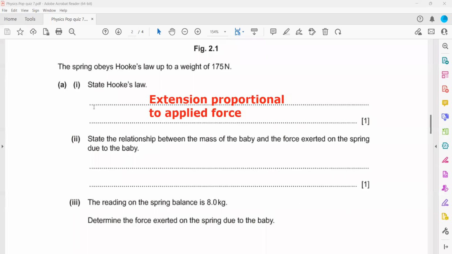State a relation between the mass of a baby and the force exerted on the spring due to the baby. So how are they related to each other? What will happen if the mass increases? The force on the spring will also increase. So we can also say that they are directly proportional. If you are increasing one quantity, the other also increases at the same rate. You can say they are directly proportional, or if the mass increases, the weight, or the force on the spring, will increase.